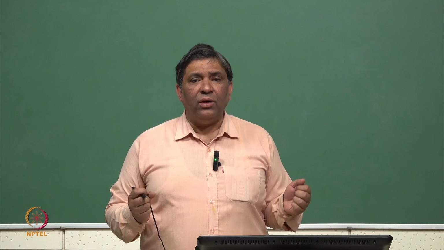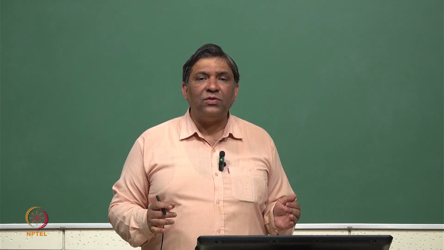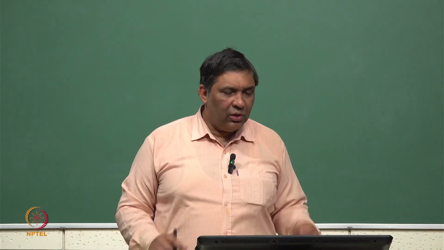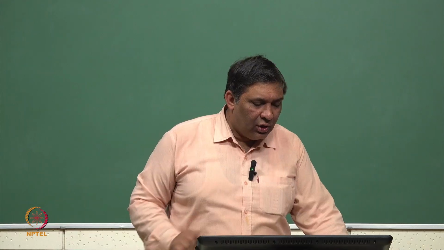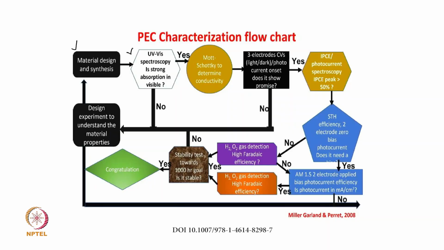First I will design and fabricate, with an easy synthesis route, this material, the photoanode or photoelectrode. So the second thing we have to do is UV visible spectroscopy, and then we have to ask whether the absorption is strong enough. If it is yes, then we will go to the next step. If it is no, then we have to again design the experiment, follow this path, and get a better material. Okay, and then again test with UV visible spectroscopy.